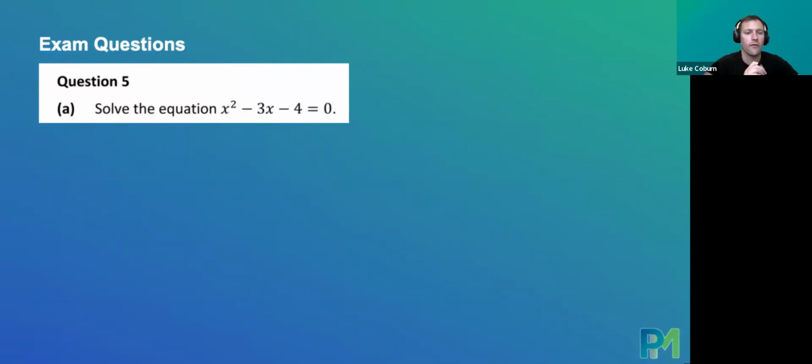So this one here is: solve the equation x squared minus 3x minus 4 equals 0. Solve means get values for x, okay?